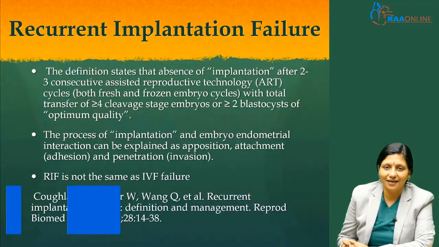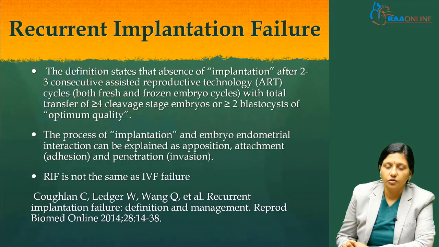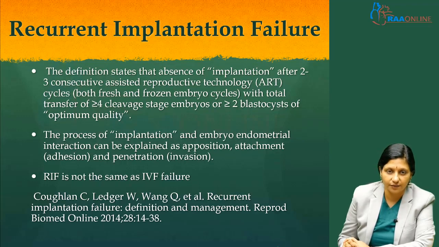Let us define recurrent implantation failure. The definition states that it is the absence of implantation after 2 to 3 consecutive assisted reproductive technology cycles, both fresh and frozen embryo cycles, with a total transfer of 4 or more cleavage stage embryos or 2 or more blastocysts of optimum quality.